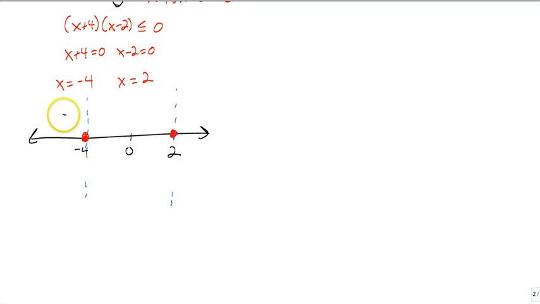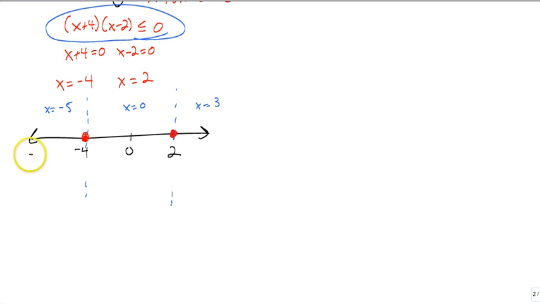So I'm going to use the point x equals negative 5 for this section. I'm going to use x equals 0 for that section. I'm going to use x equals 3 for this section. Okay, so here we go. You can test it in each piece, but I'm going to just test it in my factored form. You can do either one.